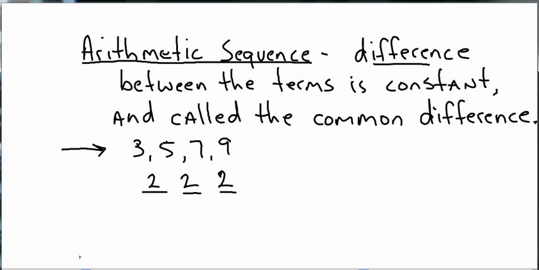Alright, look at the sequence 6, 9, 13, 17. Number 1, tell whether the sequence is arithmetic. What's 9 minus 6? 13 minus 9? 17 minus 13? Do they have a common difference? They don't have a common difference, so it's not an arithmetic sequence. Okay?